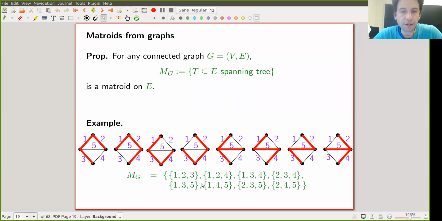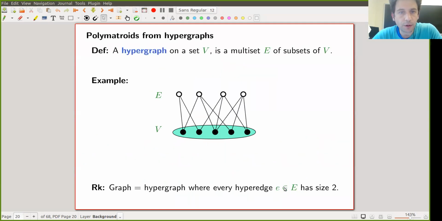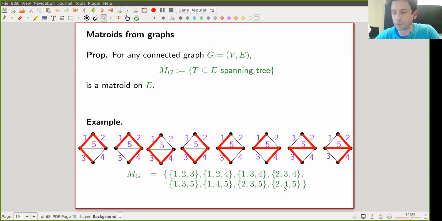Okay, so the matroid that I wrote earlier in this talk on 1, 2, 3, 4, 5 actually corresponds to a graph. It is formed in this manner. It corresponds to the set of spanning trees of this graph. So there are 8 spanning trees that give these 8 bases. Okay, so now I want to reproduce this type of motivation for polymatroids. So I need a notion of spanning trees for hypergraphs.